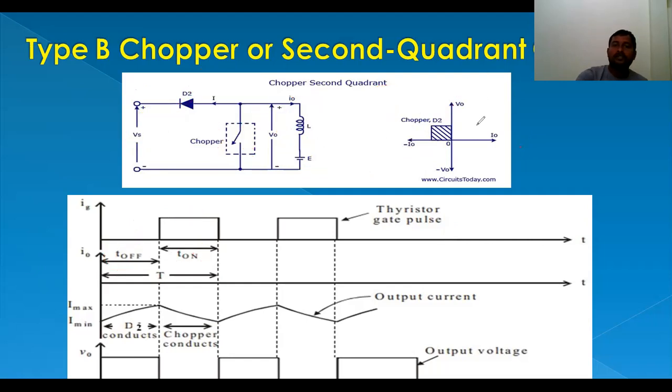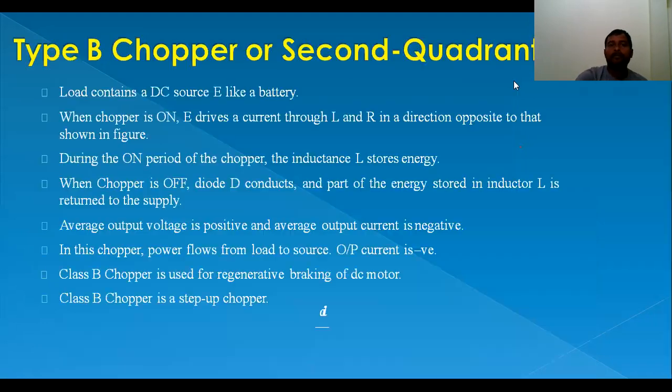Let us learn the key points from this one. The load contains a DC source E like a battery. When the chopper is on, E drives current through the inductor and the resistor, opposite to the supply. Already told you, back to the supply. Energy is transferring from the inductor to the supply.